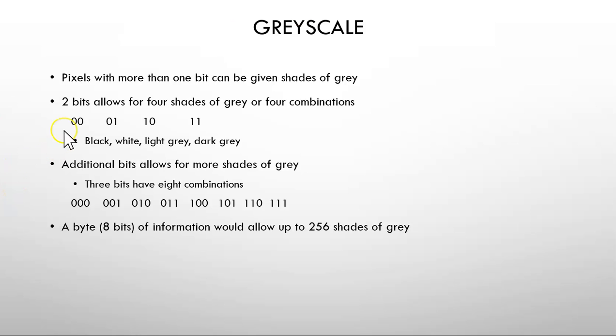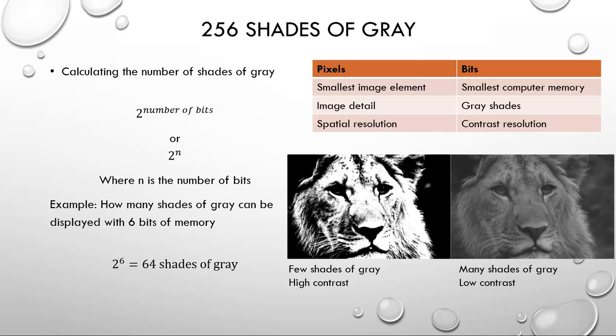So if we use 2 bits for each pixel, we can have 4 different combinations using 2 bits, either the combination 00, 01, 10, or 11. And we can assign those to different shades of gray: black, white, light gray, dark gray. If we have additional bits, we can assign more shades of gray. So if we have 3 bits, we can have 8 combinations. And if we have 8 bits, we could have up to 256 combinations or shades of gray. So 256 shades of gray is a very important number, because if you remember, a byte has 8 bits to it. So 256 shades of gray is what you can make out of 1 byte of binary information.